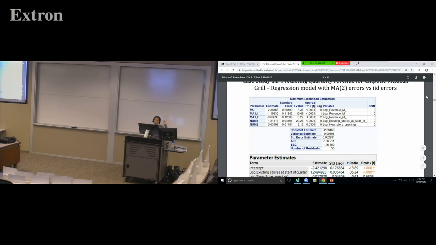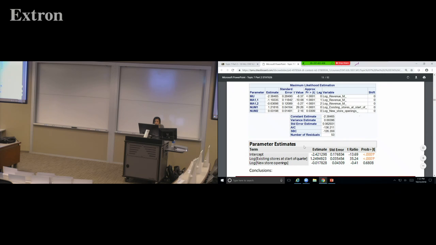A comparison from the original regression model, where we were examining what model to put with the errors, to this model where we've now fit an MA2 to the errors. Let's look at the differences, right? So let's compare them. The original regression model with identically independently distributed errors does not find the coefficient for log of new store openings to be significant. And in our regression model with MA2 errors, we are able to see that log of new store openings is significant.